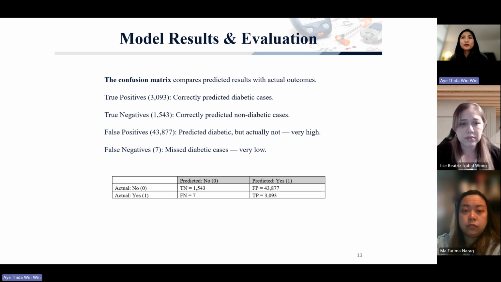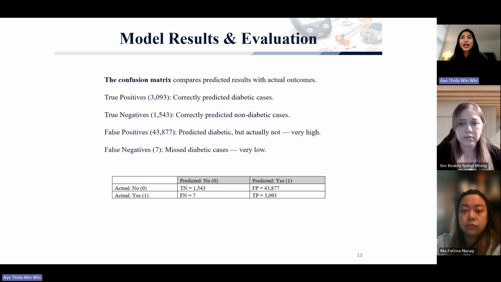The confusion matrix also shows where our model predicted diabetes. We had 3093 true positives. These were people who had diabetes and were correctly identified. There were 1543 true negatives, non-diabetic individuals who were correctly predicted.